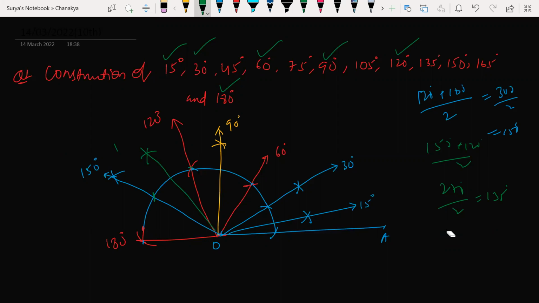That is not properly, beta. Just try to understand. 135 degrees. Clear? Understood or not? 135 also with that. Hope it is clear till this.